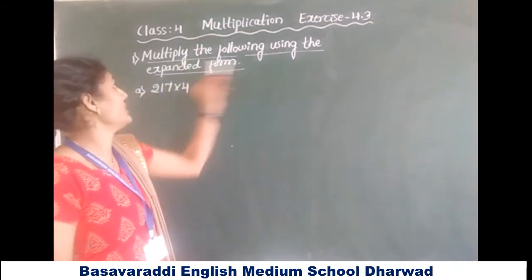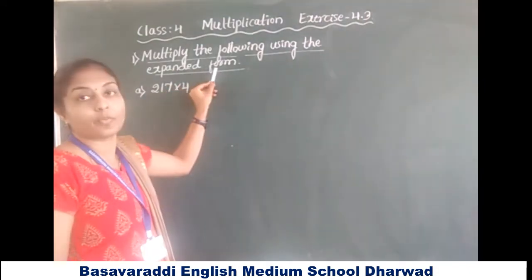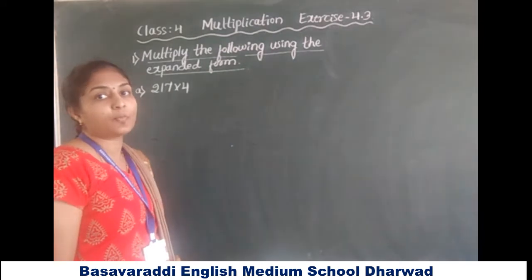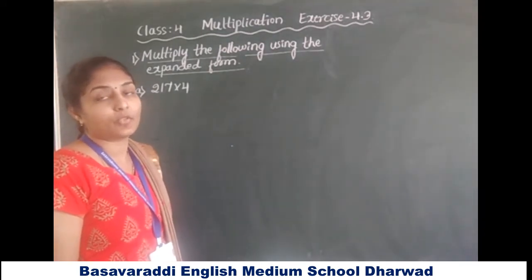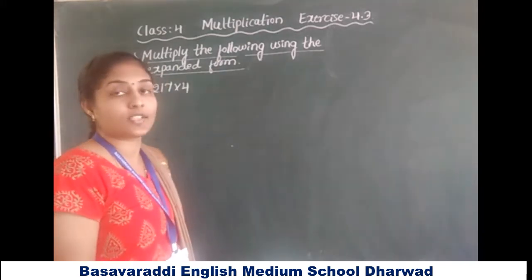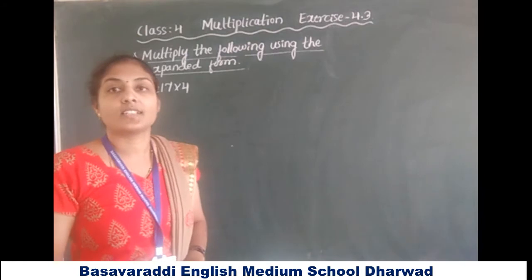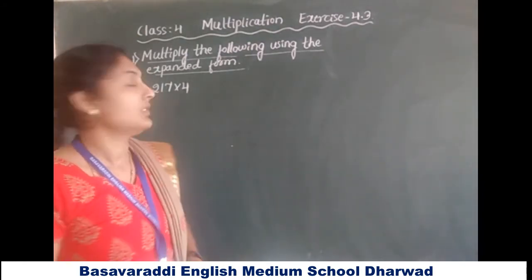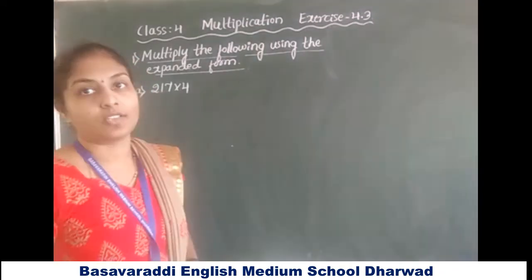Multiply the following using the expanded form. Yes, expanded form. That means, what is the expanded form there? The sum of the place values of its digits, that is called the expanded form. We already learned this in exercise 2.123. So with that knowledge, we will solve the problems in multiplication.